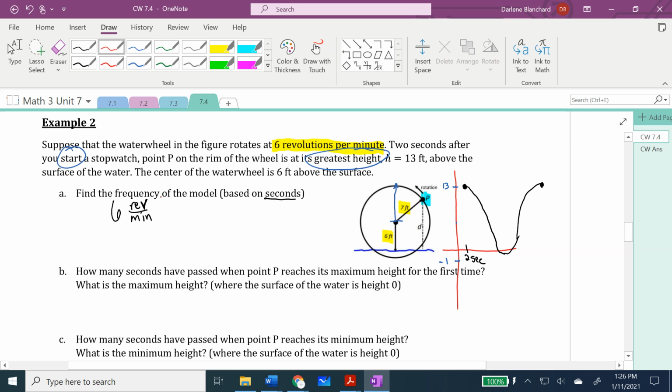And the way I'm going to write it is this. I have minutes in my denominator. I want to get rid of minutes in my denominator, so I put it in numerator. And I want it to turn into seconds. And I have for every 1 minute, 60 seconds. And the minutes unit-wise will cancel, and I will then have revolutions per second. And 6 times 1 over 60 is 1/10.